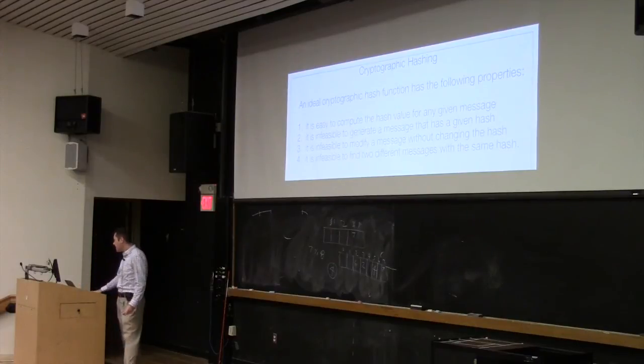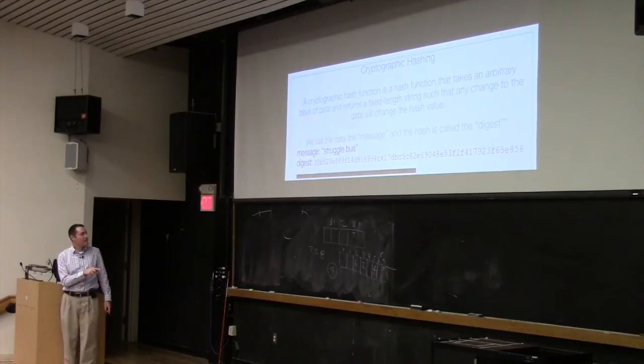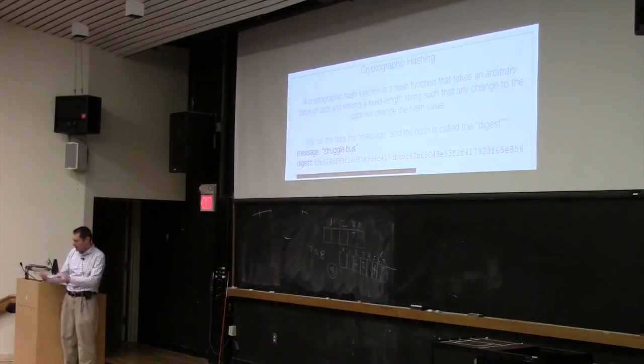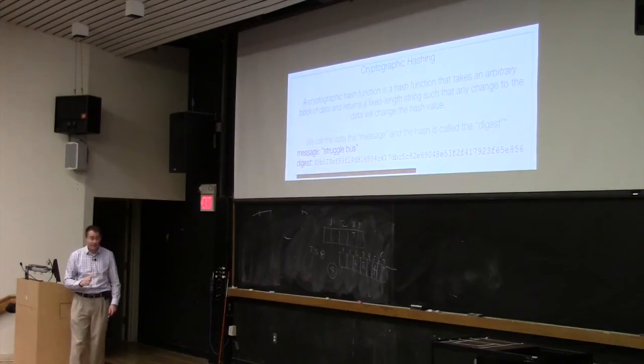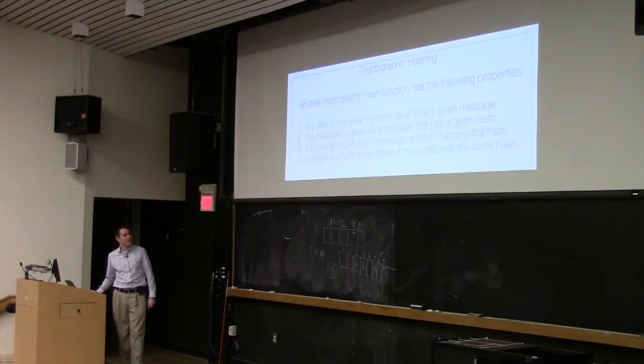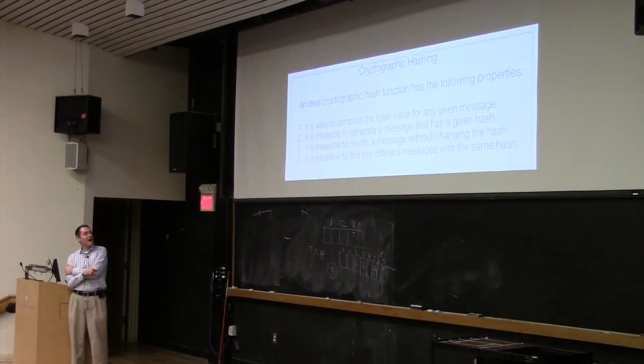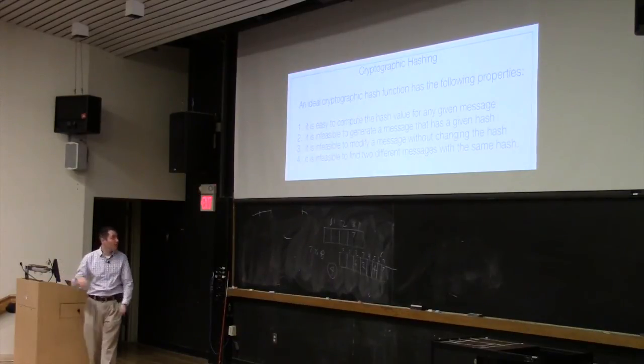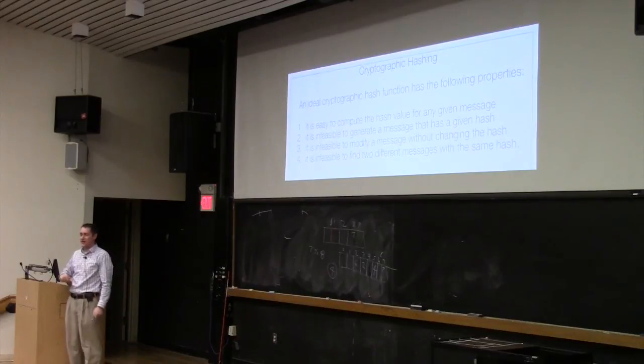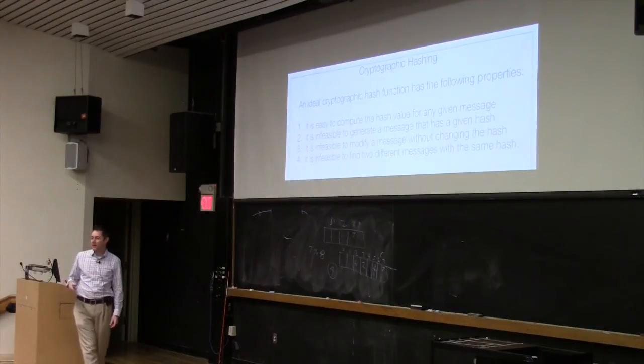In other words, if I gave you this big long number, you should not be able to calculate, calculate, calculate, and get that number from struggle bus. It should be very, very hard to do that. In fact, it is very hard to do that. We'll go over some more examples of this in a minute. Third, it should also be infeasible to modify a message without changing the hash. If I give you the message struggle bus, you should not be able to change one letter in that and get the same hash value out of it. That would be bad. Here's a better example.